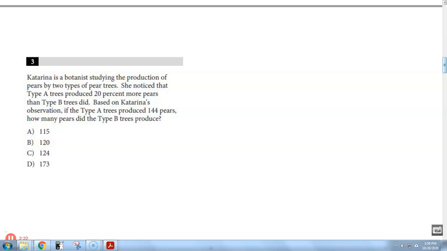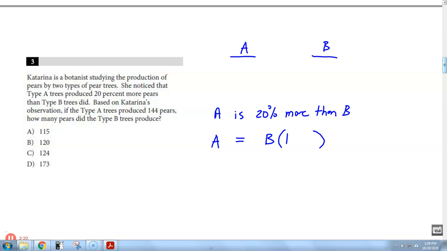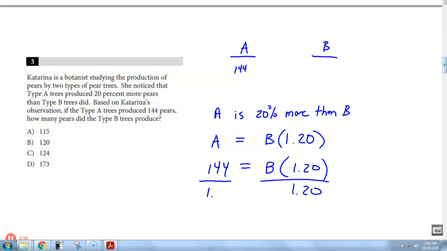Katrina studied the production of pears. She noticed that type A produced 20% more than B. So A is 20% more than B. How I write that: here's B, and 20% more than B would be 1.20B. Based on our observation, type A was 144. So I replace the 144 here, and to figure out how much B is, I divide both sides by 1.20. 144 divided by 1.20 is 120. Correct answer, B.